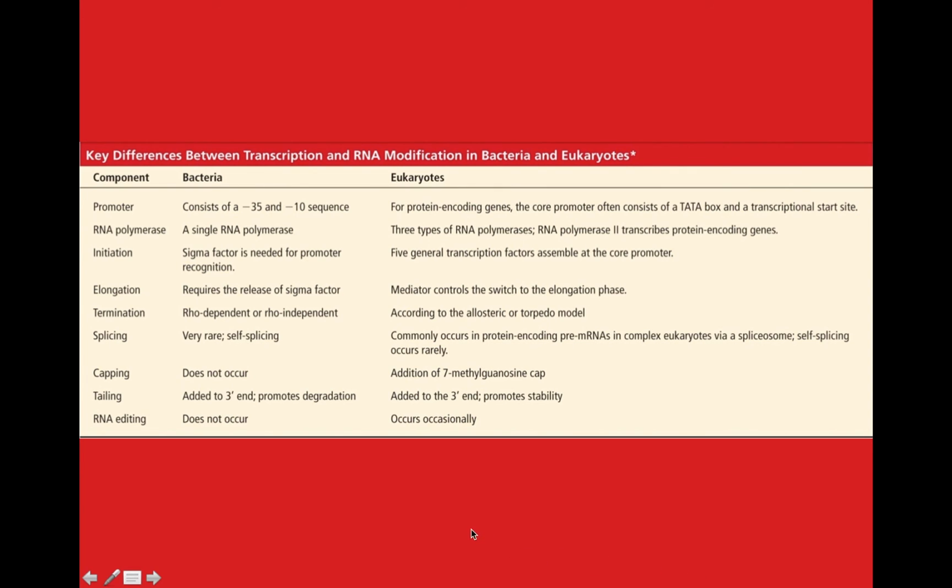This is a very good table showing the differences between transcription and RNA modification in bacteria and eukaryotes.